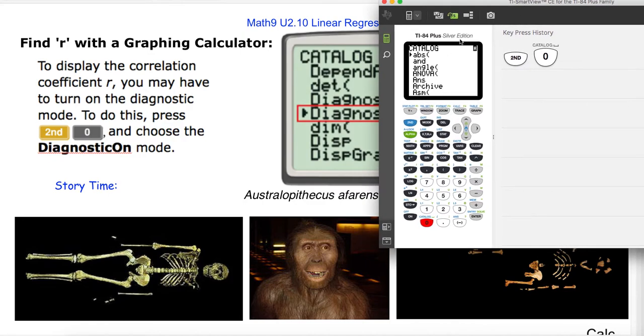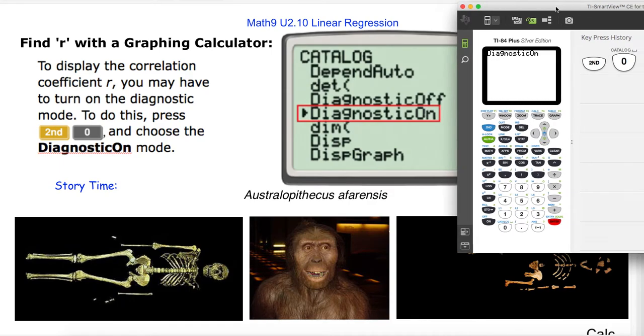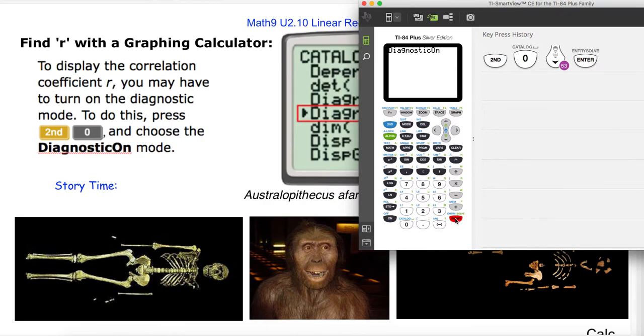And we're going to go down until it says diagnostic on. You can hit alpha D if you want, but I'm just going to go down, down, down until you see diagnostic on. There's diagnostic on right here, and then hit enter. It says, do you really want diagnostic on? And you say yes, and hit it again. See, I hit enter twice, and it says done.